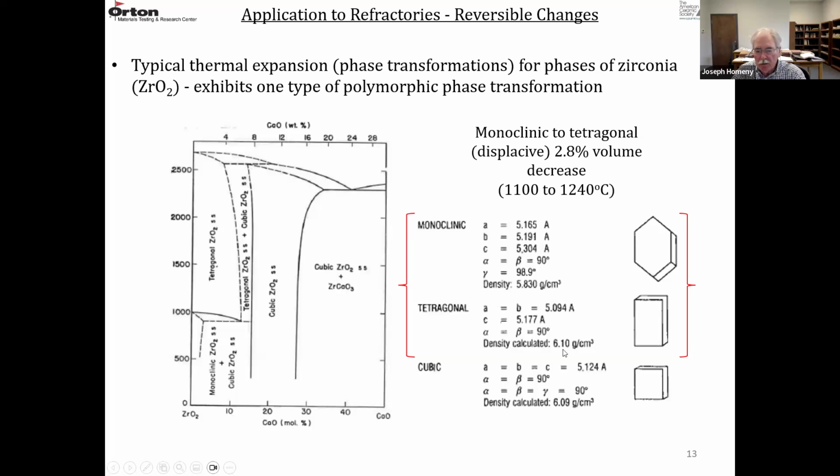So tetragonal is 6.1 grams per cubic centimeter. It's denser than monoclinic, which is 5.83 grams per cubic centimeter. So when you go from monoclinic to tetragonal, there's a density increase, so there's a volume decrease, about 2.8% in this temperature range.